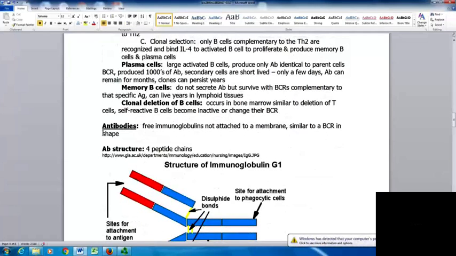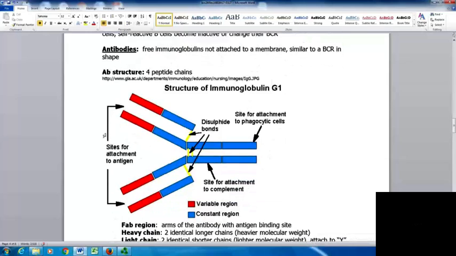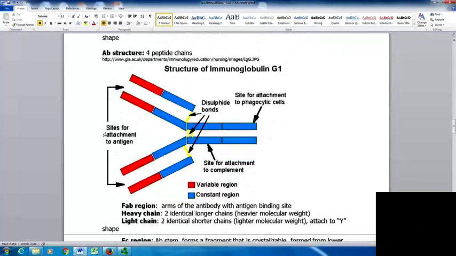Antibodies are the free immunoglobulins. They're not attached to a membrane. They're going to have a shape similar to a BCR. So when we look at the antibody structure here, this is an example of immunoglobulin G1. The Fab region is going to be the arms of the antibody that are going to have the antibody antigen binding site. So here's where you would have those.